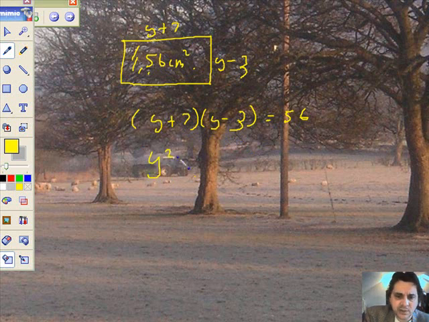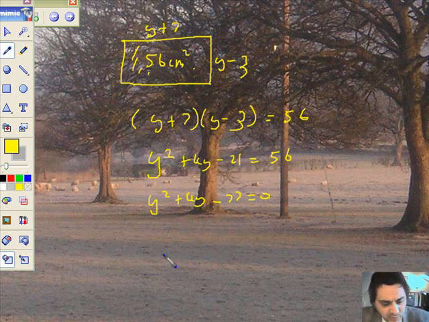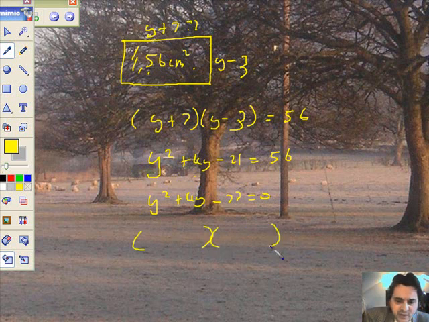Multiply out, y squared plus 4y minus 21 is 56. Bring the 56 over and subtract. Y squared plus 4y, 21 take away 56 minus 77 equals 0. Ultimately I've got to work out the length, so I've got to work out this part here. Obviously work out the y, then add 7. Factorise it. I can see that 7 times 11 makes 77, and it gives me a spread of 4, difference of 4.